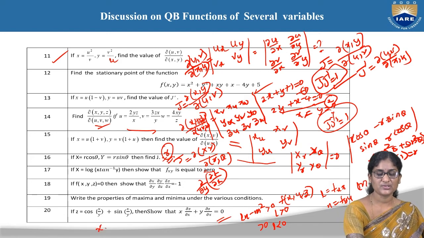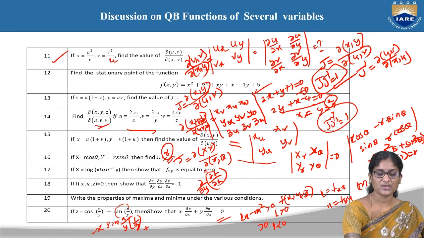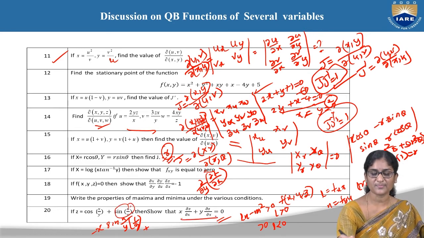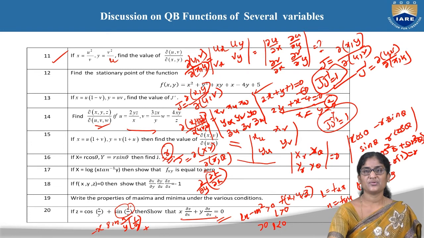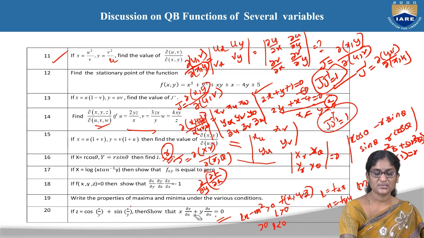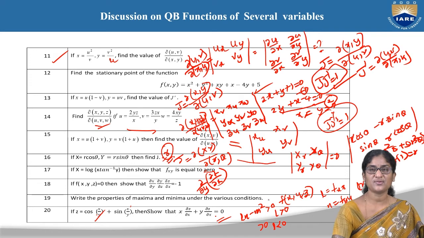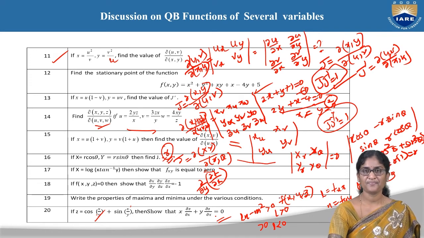Once again, x into minus sin of x by y into the internal differentiation, that is 1 by y. Similarly, plus the other one, we need to find here also. So all these values we need to substitute here to get the 0. That is, we need to find only two first order partial derivatives. So easily you can substitute this. When you attempt this question, first try to find the partial derivative of z with respect to x. Put it aside.